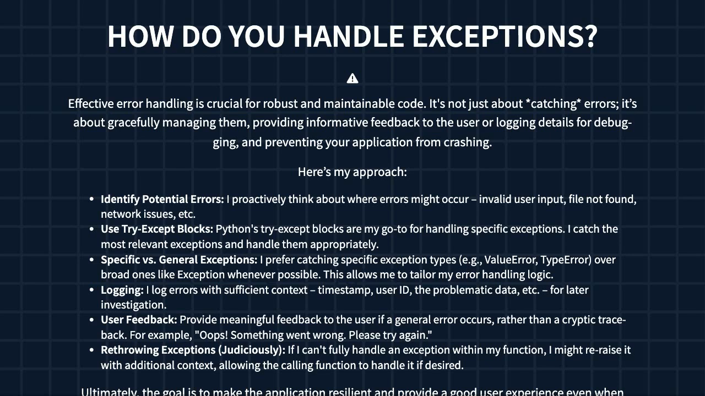It's really important to log those errors, including details like when they happened and any relevant information, so we can debug later. And finally, if I can't fully fix an issue within my function, I might re-raise the exception with a little more context for someone else to handle further up the chain. The key is making sure the application keeps running smoothly, even when things go sideways.